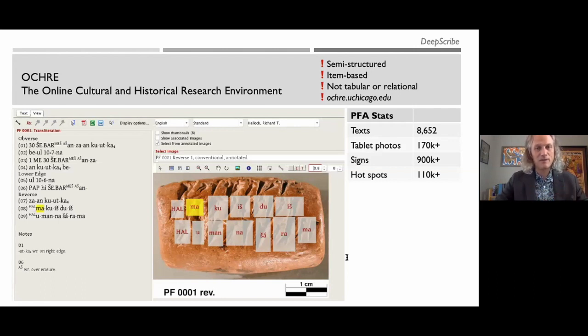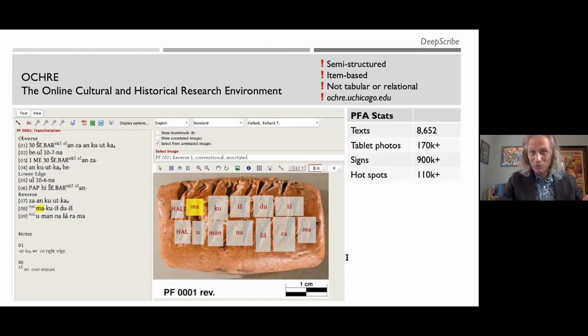For the Persepolis project, the images and the text transliterations are integrated by means of a hotspotting feature. A scholar, or even a student, can draw a polygon around a cuneiform sign in an image, and then associate this polygon with a single cuneiform sign from the text transliteration. Over the course of a decade, project workers have hotspotted over 110,000 cuneiform signs in the Persepolis tablet photos.